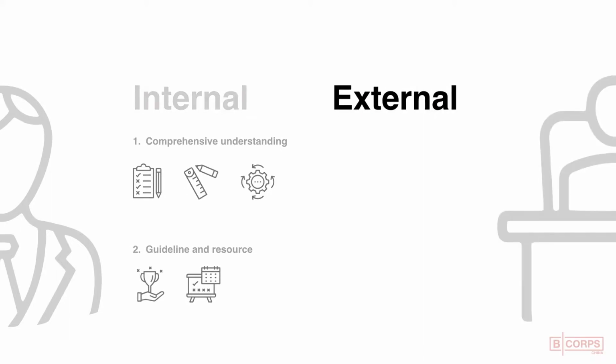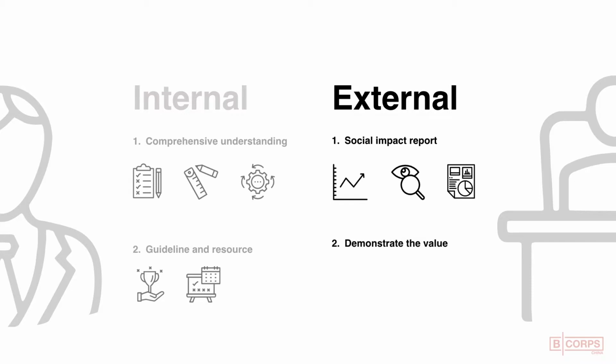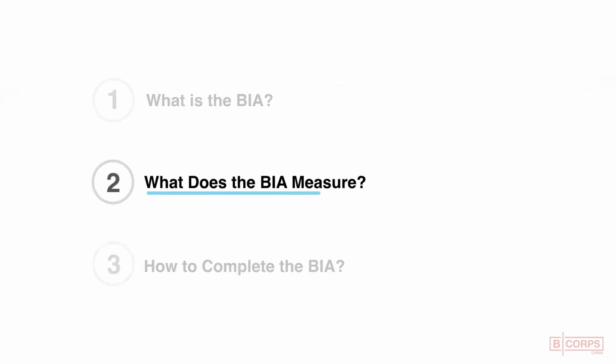Externally, the benefits are, first of all, companies can publish a comprehensive and highly transparent social impact report. And companies can also show investors the value of their social impact, reduce potential risk, and further increase their attractiveness. Next, let's look at what the BIA specifically measures.